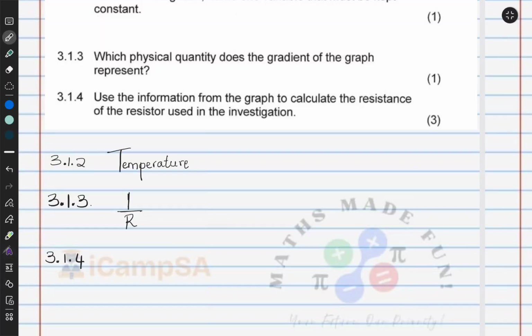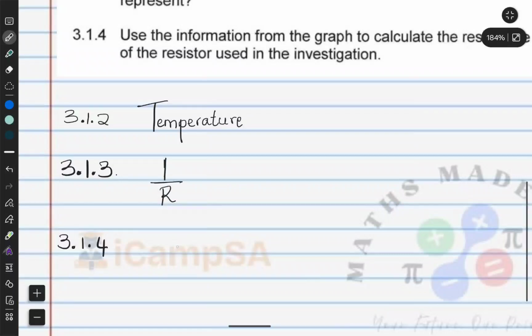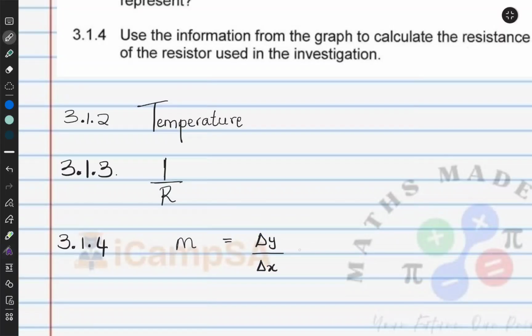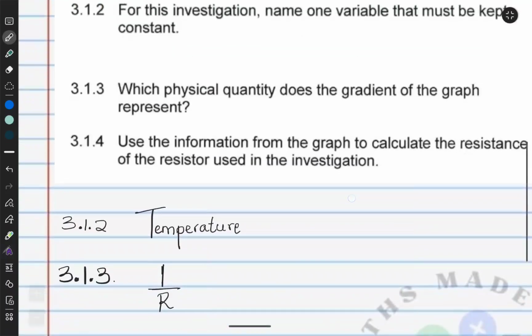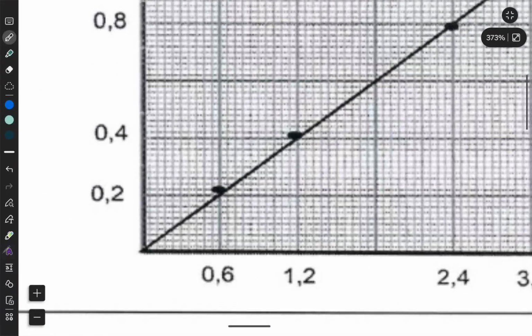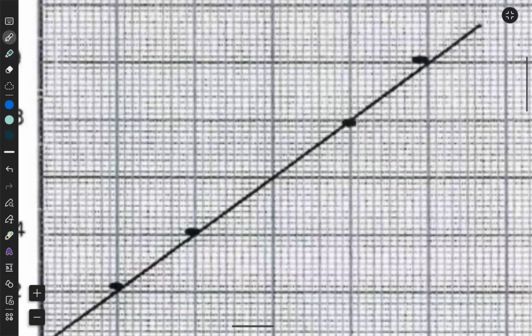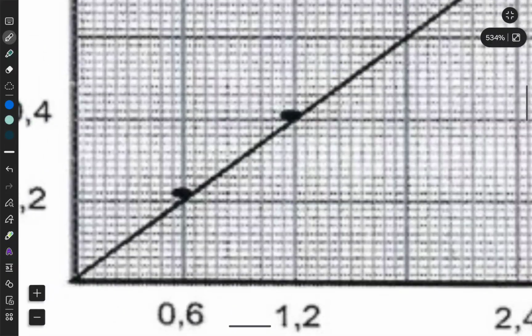3.1.4, use the information from the graph to calculate the resistance of the resistor used in the investigation. Okay, so we know that the gradient will give us delta y over delta x, right? Usually this is simply y2 minus y1 over x2 minus x1. Okay, so let's go and check. We can take any 2 of these points. I usually prefer taking the first 2.